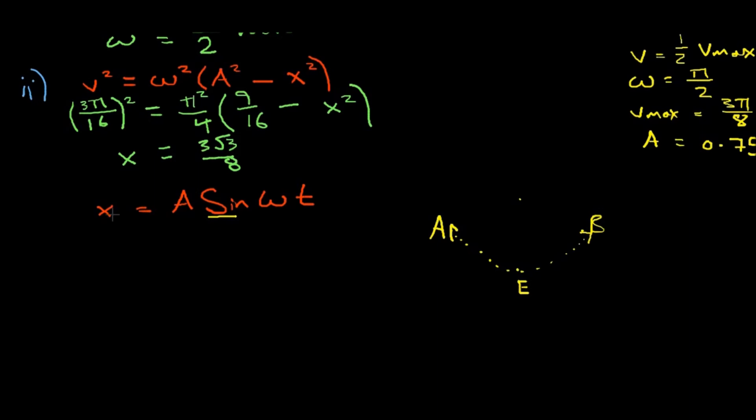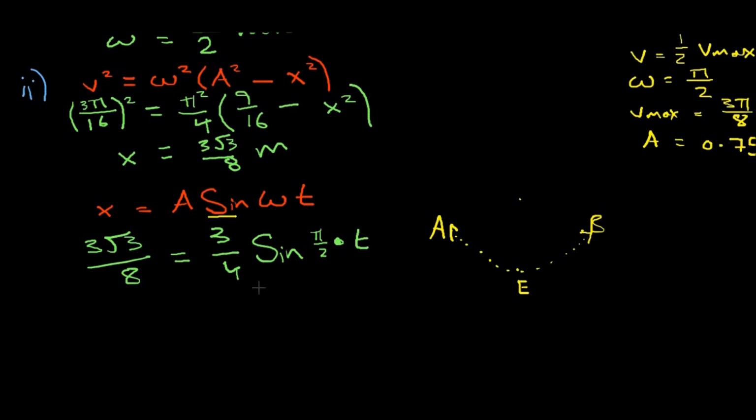So we know from this part that x is equal to 3 root 3 over 8 meters. So I'm going to fill that in over here. 3 root 3 over 8 is equal to the amplitude, which is 3 over 4, and then sine of omega t. Omega, from the previous part, is pi over 2. And you're going to multiply that by time, which we're looking for, so we don't know that yet.